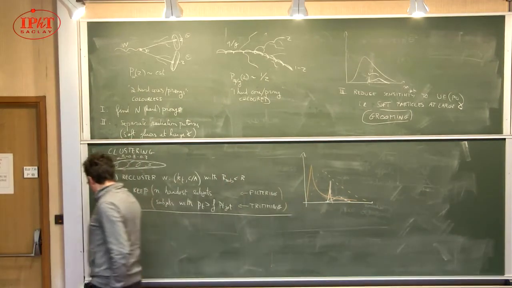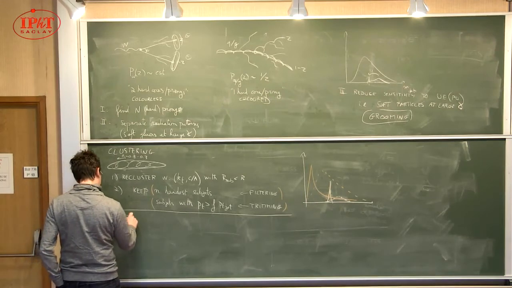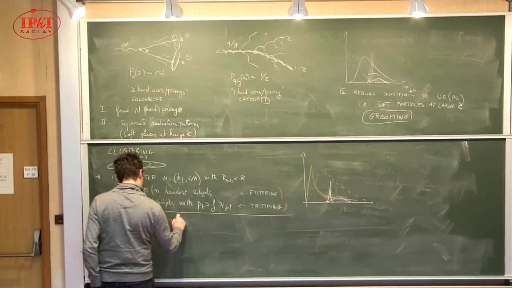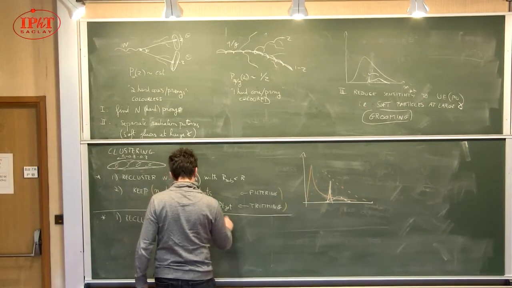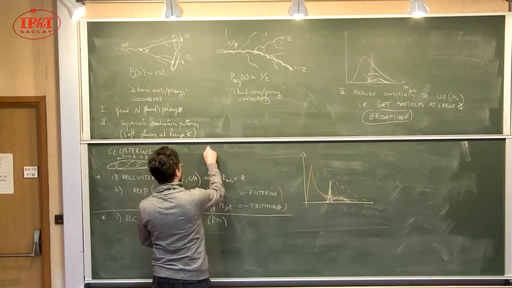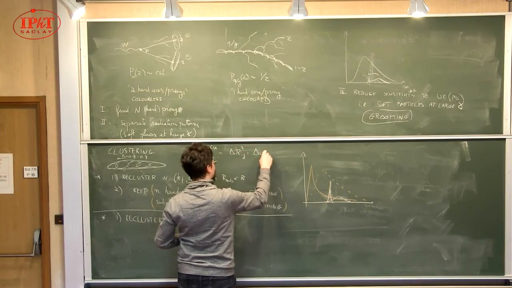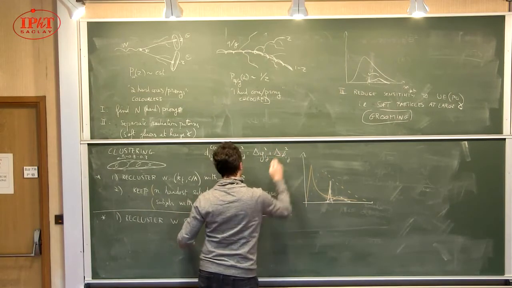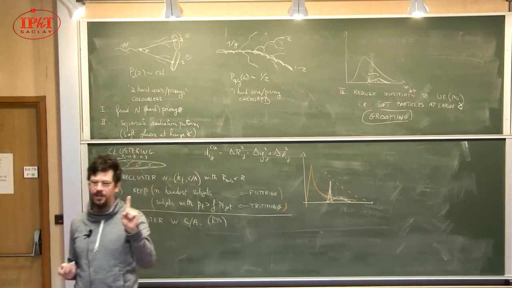So that's two methods. The next method is, again, relying on clustering. So the next method is going to say recluster with Cambridge-Aachen. I'm going to take a radius which is as big as you want. Take the radius to 1,000. You recluster with Cambridge-Aachen. That's the Cambridge-Aachen algorithm, where the distance is just delta R_ij, which is delta y_ij squared plus delta phi_ij squared. So this essentially clusters objects in terms of Euclidean distance in the rapidity-azimuthal angle plane. I'm taking the radius big enough so that all my constituents are reclustered in a single new jet, if you wish.